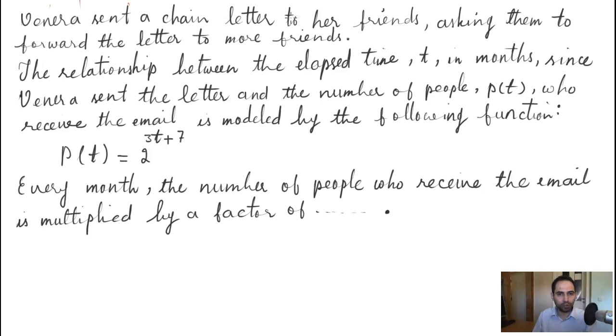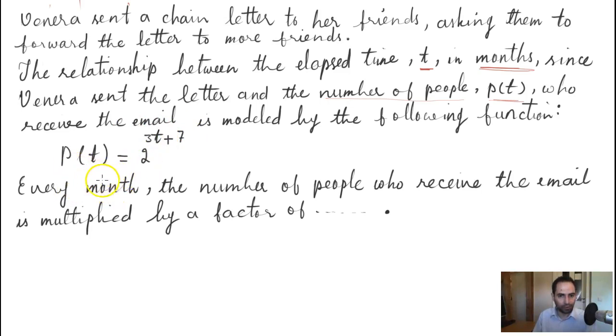The relationship between the elapsed time, t in months, since Nira sent the letter and the number of people, p of t, who receive the email, is modeled by the following function. So the function is p of t is equal to 2 raised to the power 3t plus 7.